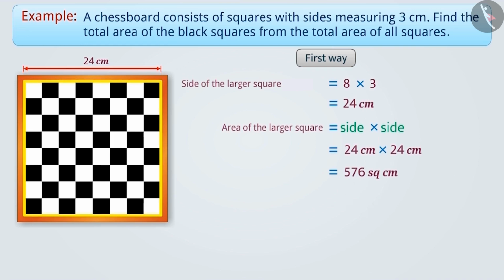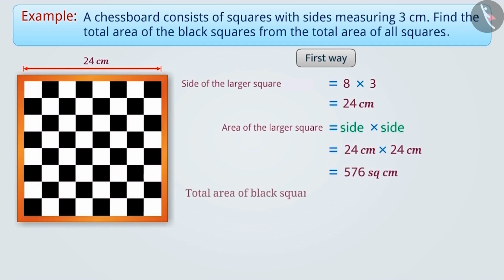But half the region of this square is surrounded by black squares. Therefore, we can say that the total area of the black squares is equal to the area of the larger square divided by 2 is equal to 576 square centimeter divided by 2 is equal to 288 square centimeter.